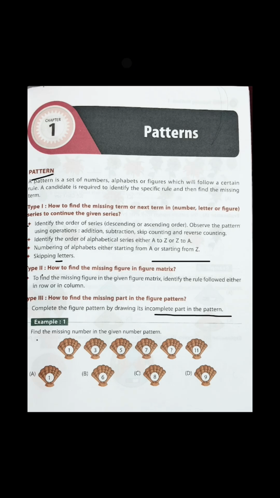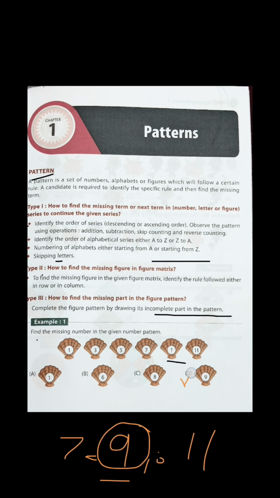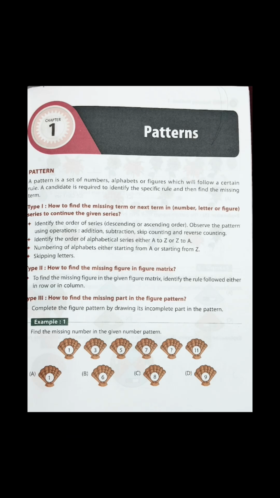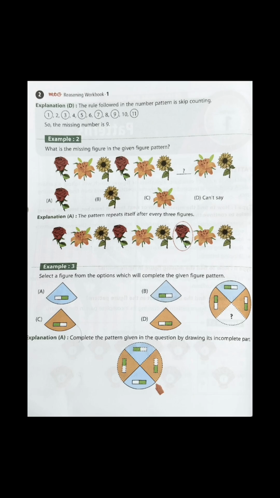So, we will find out what is going to be here. For that, let's write 7 and after that, we will leave 8 and then we will come to 9 and after that 10 will be left and 11 will come. So that means here we have to write 9. So option number D is the correct option. Now let's go to the next page for the next one. So here is the next question.